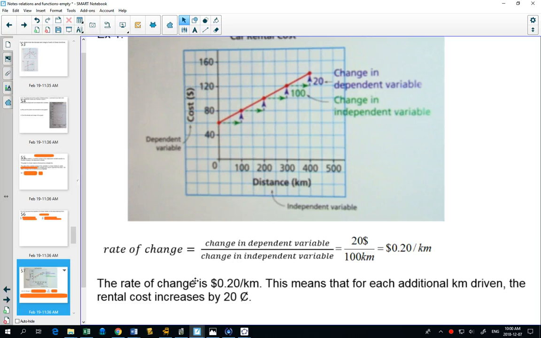So we can write a sentence for this. The rate of change, or the slope, is 20 cents a kilometer. That means for each additional kilometer you drive, you have to pay 20 cents more.